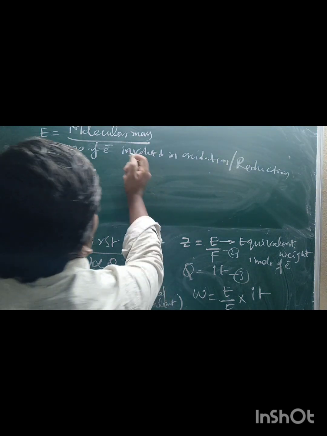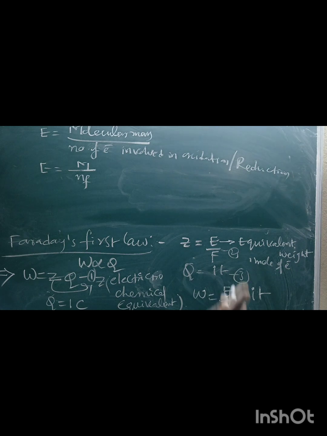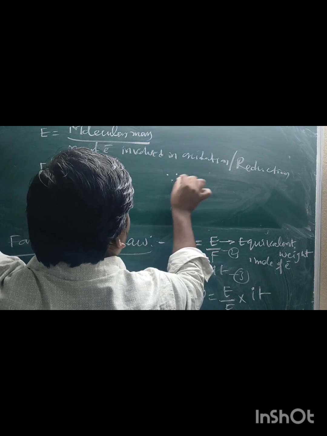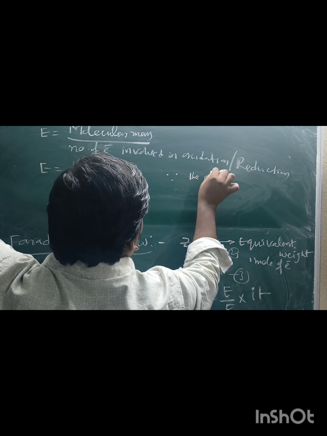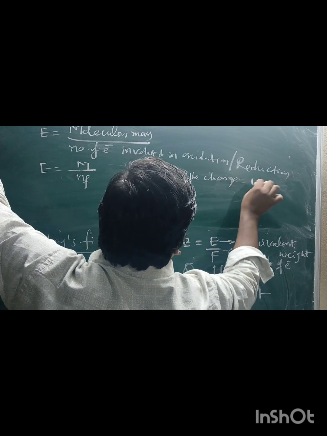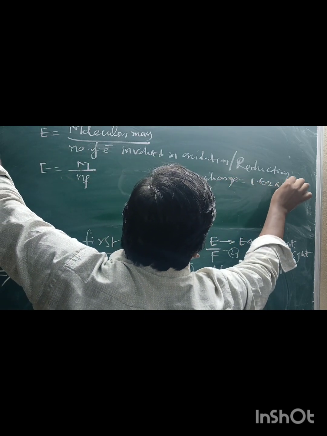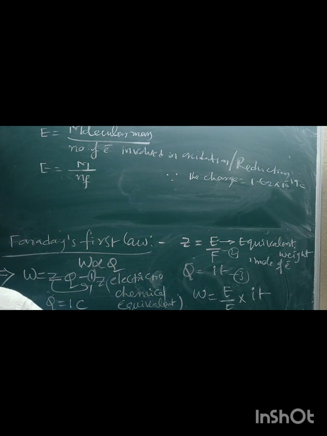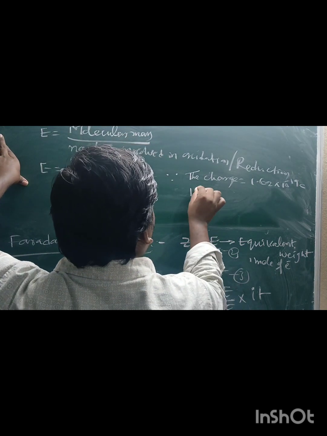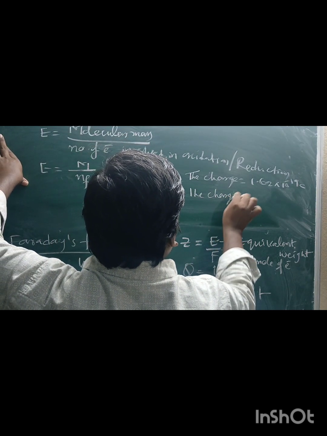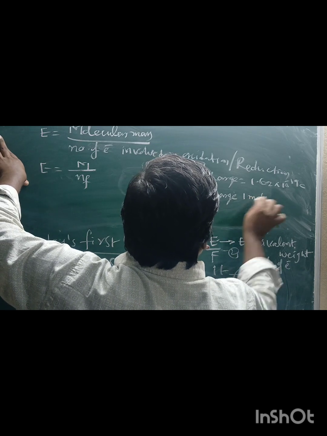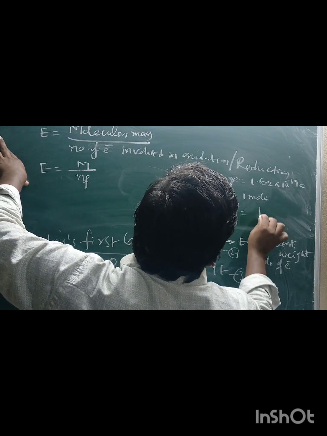Next, a small basic point. The charge of an electron you already know: the charge of an electron is 1.602 into 10 to the power of minus 19 coulombs. The charge of 1 mole of electrons is equal to 1 Faraday.